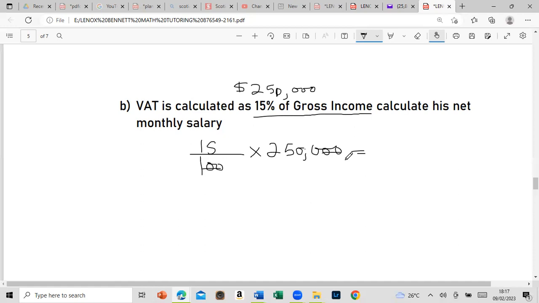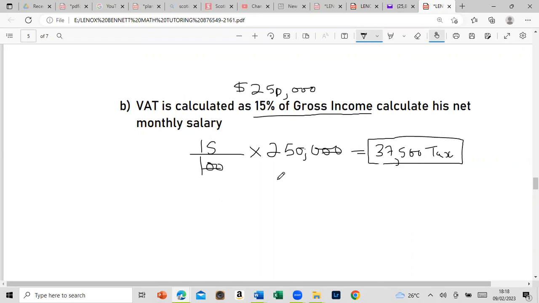Work out 15% of 250,000. I think it was 37.5. So that's 37,500. So what this means is this is the amount that he's going to pay for tax annually, because remember, we calculated from the annual, right? So annually he pays this.